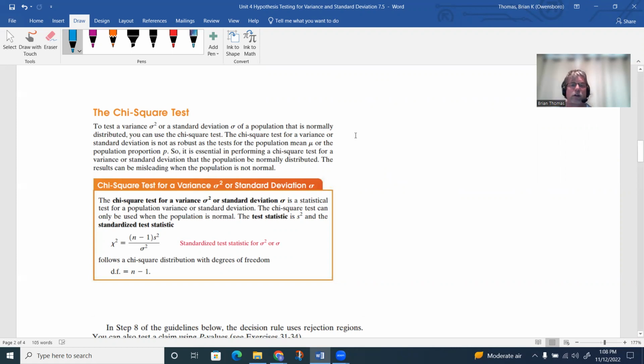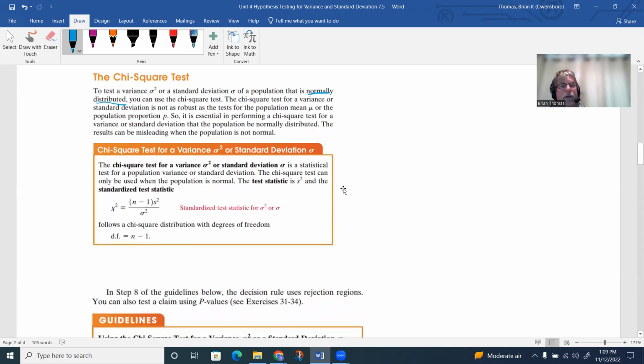So for the chi-squared test for standard deviation or variance, the only thing we have to go on is normal distribution. There's no sample size being greater than or equal to 30 here. Again, variance is sigma squared and standard deviation is sigma. So we have to pay attention to that as well.